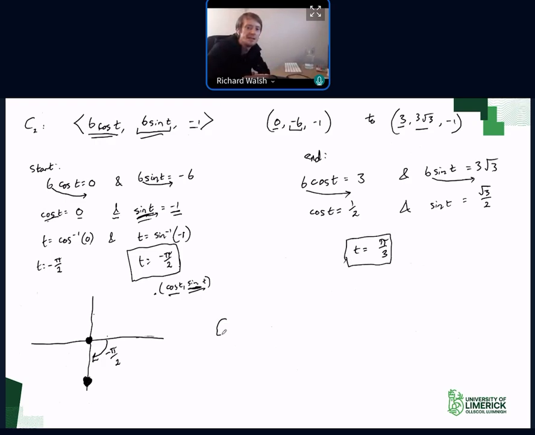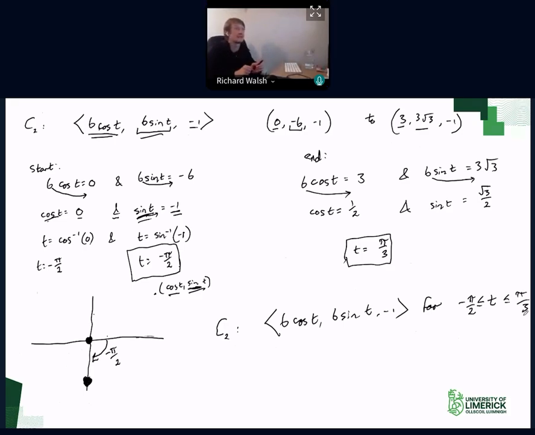So C2 parameterized, we had 6 cos of t, 6 sine of t, minus 1, for t between minus pi over 2 up as far as pi over 3. They would be the parameter values for that. Tricky.